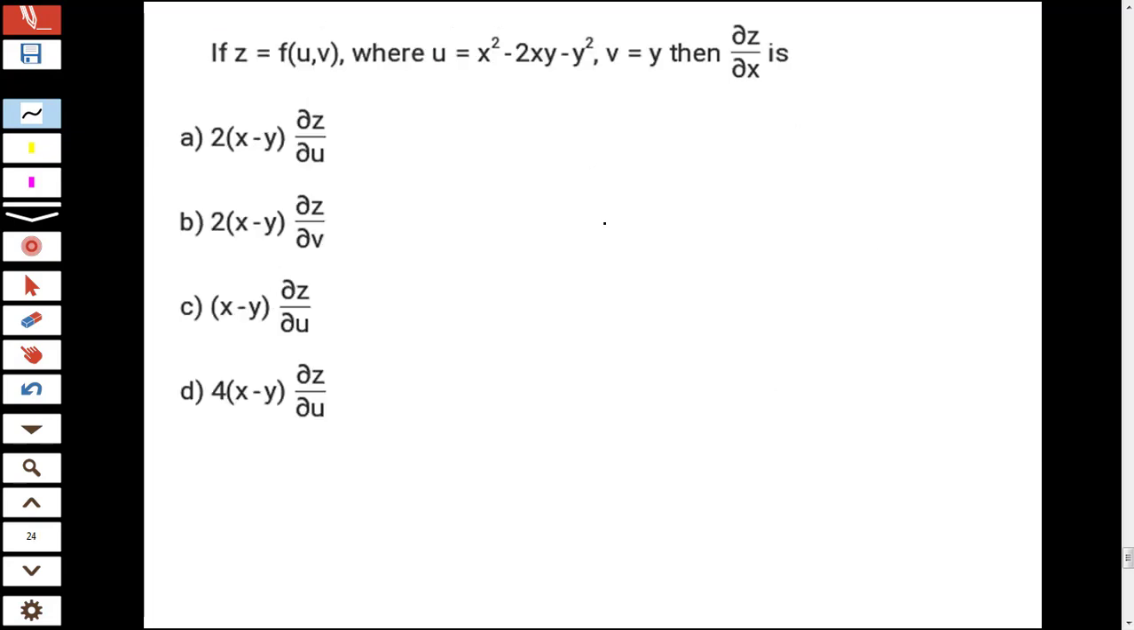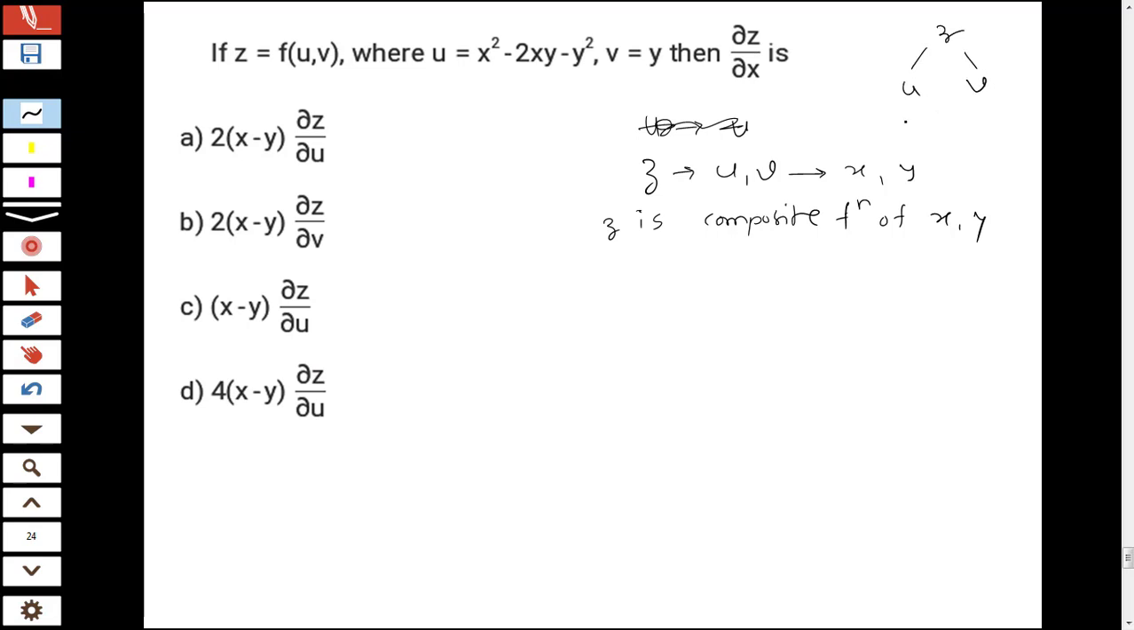Next, z is equal to f of u, v. u and v are given, and the question is about x. So here z is given in terms of u and v, and u, v are given in terms of x and y. So that z is a composite function of x and y. Diagrammatically you can have it this way: z in terms of u and v, and u and v are in terms of x, y.